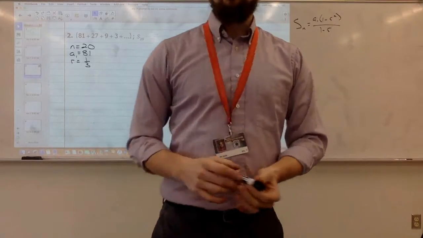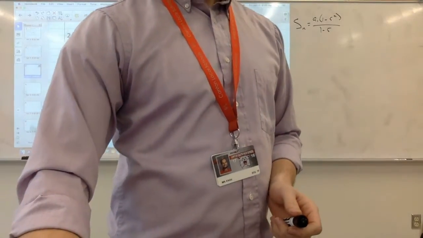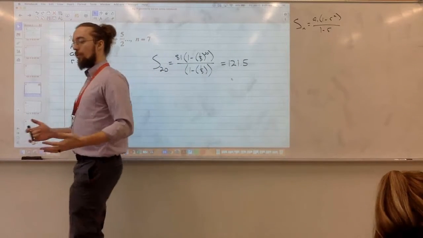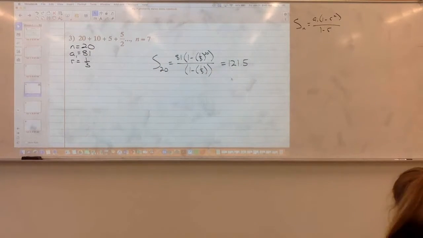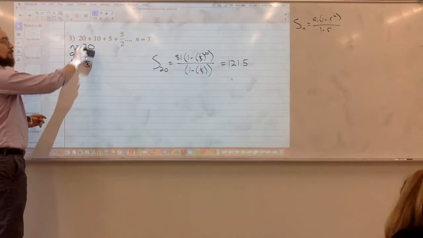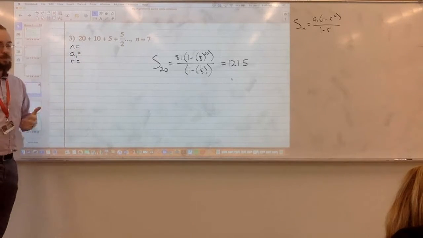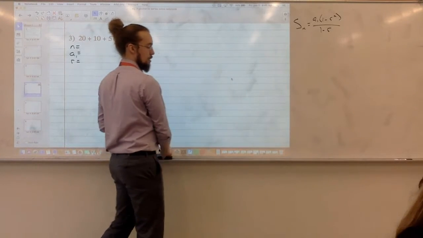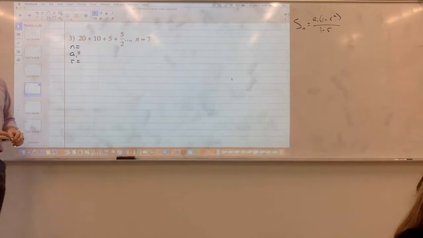Alright, so you guys go ahead and try the next two then. Okay, try number 3 and try number 4. Okay, it's the same type of problem. We need those same 3 pieces of information: our n, our first term, and our common ratio. So collect those 3 pieces of information and find the sum of those terms.